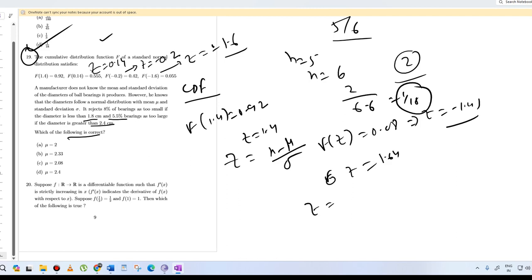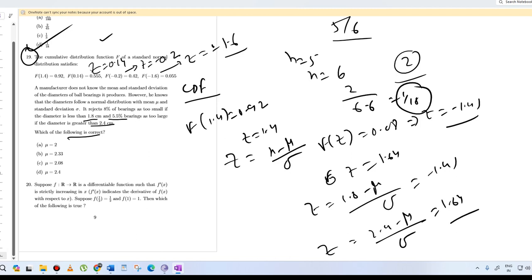So z equal to 1.8 minus mu divided by sigma, this is minus 1.41. Another z is 2.4 minus mu by sigma equal to 1.64. So solving these two equations we get two values, mu equal to 2.08 and sigma equal to 0.25, and they have asked for this. So answer is C.